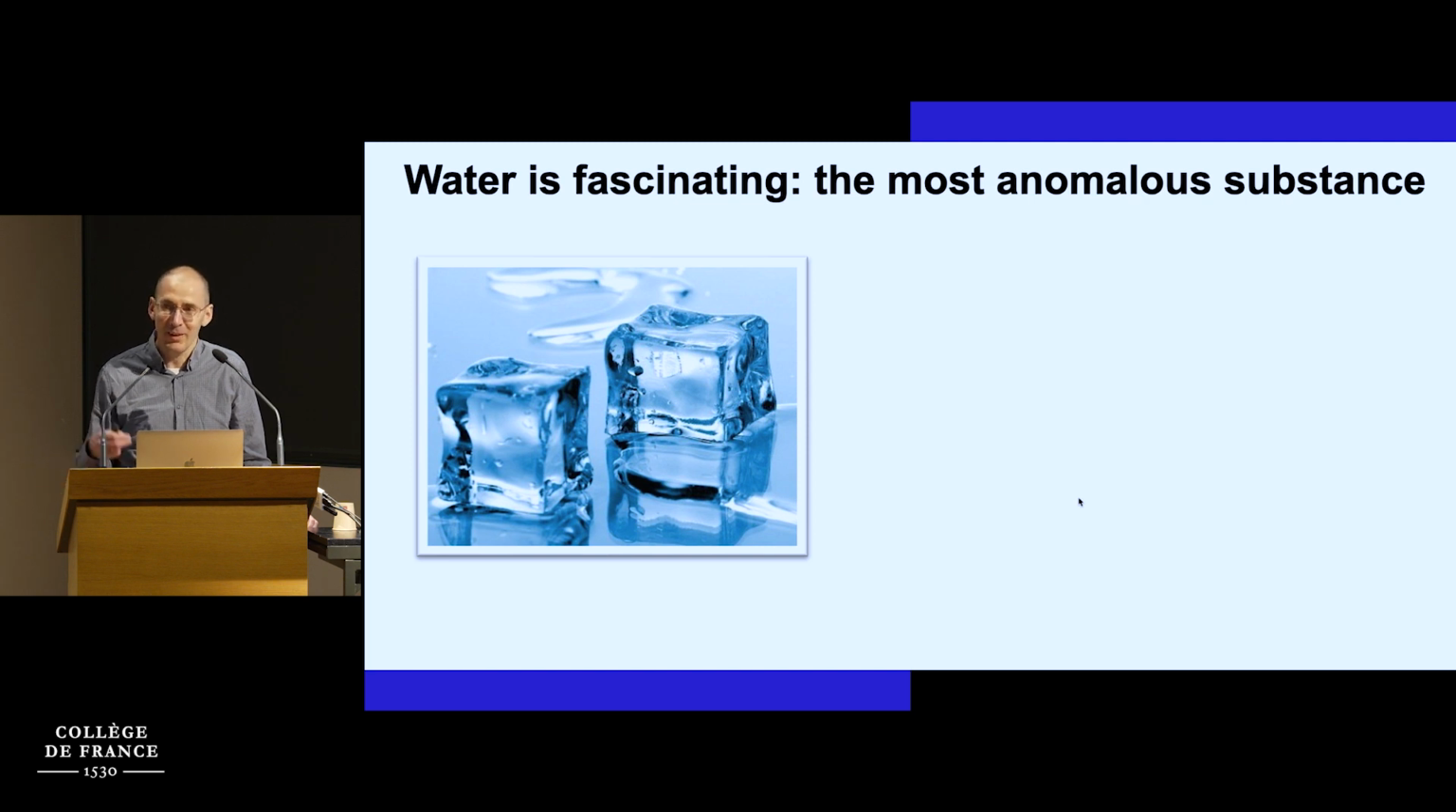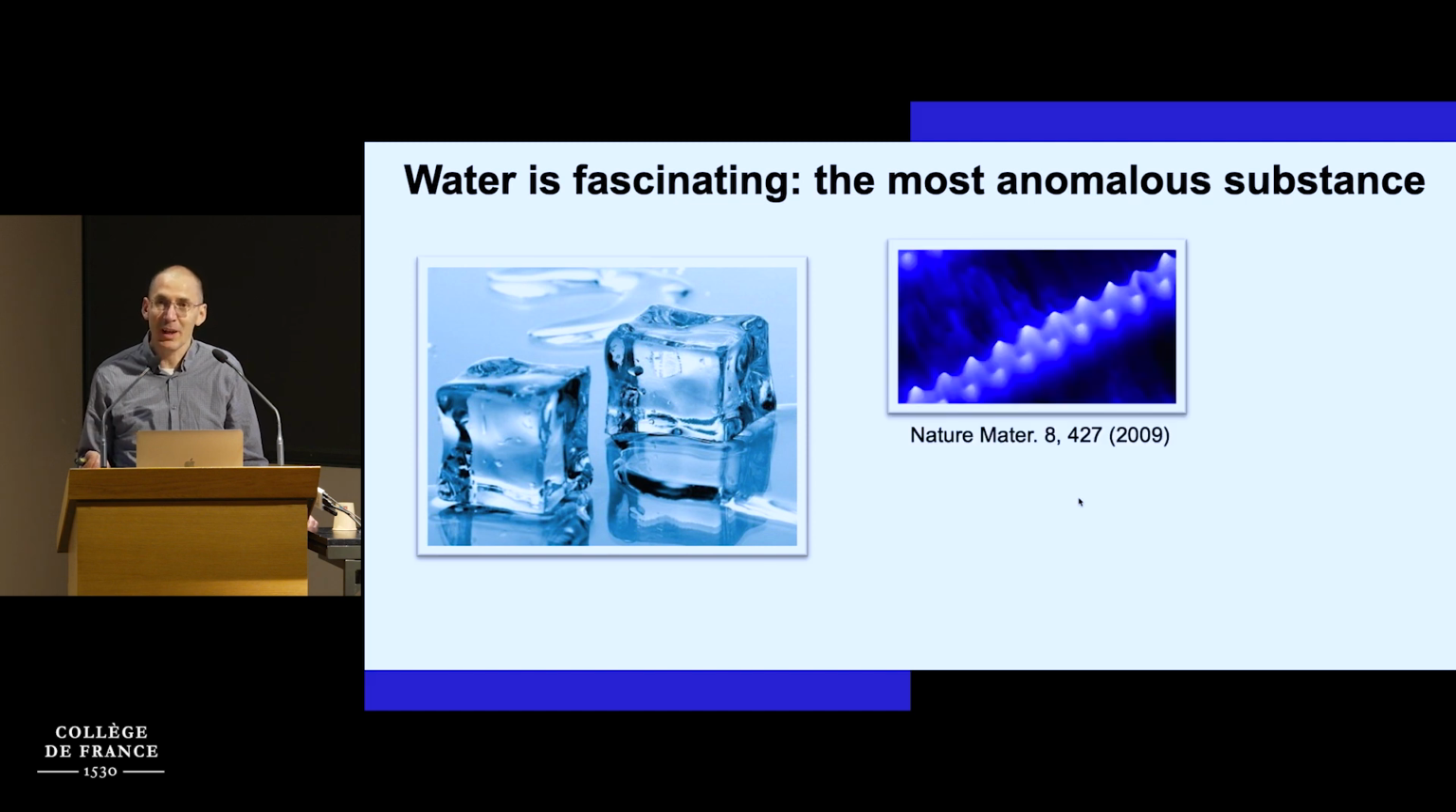So in the bulk, it has upwards of 20 distinct polymorphic structures for the condensed phase of water, so ice. As a small molecule, it has an exceptionally high boiling point. The solid floats on the liquid.